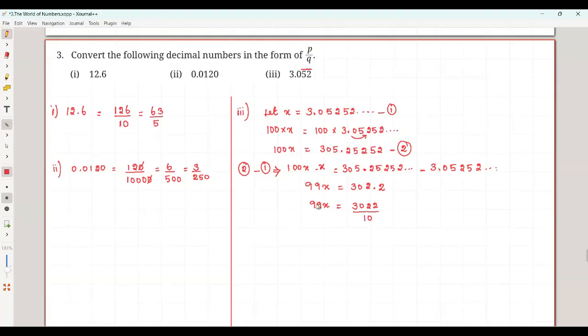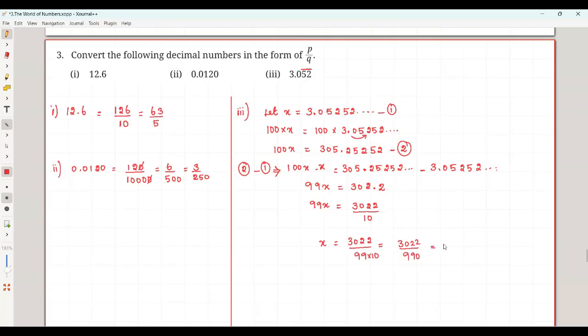Now you can just take this 99 to this side. If you are taking 99 to this side, now x is equal to 3022 divided by 99 into 10. Okay, so you'll be getting 3022 divided by 990. So both can be simplified. Okay, both can be simplified, right?